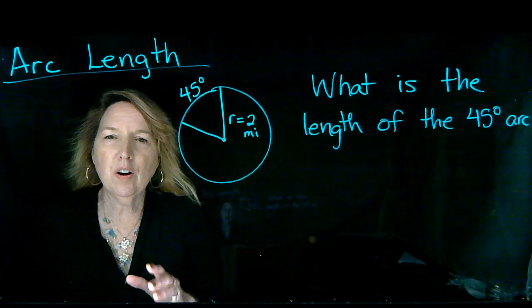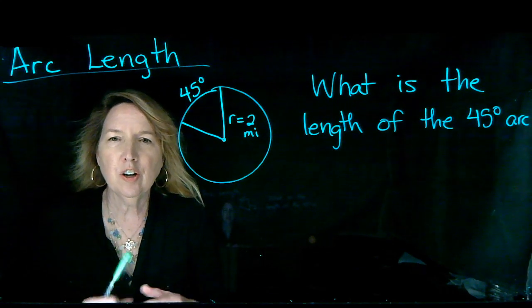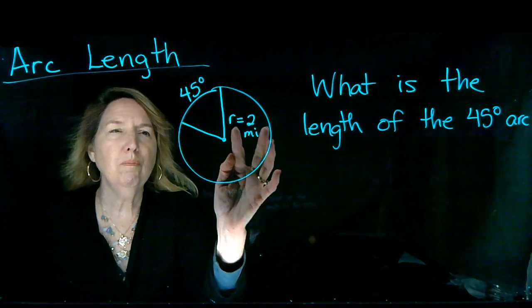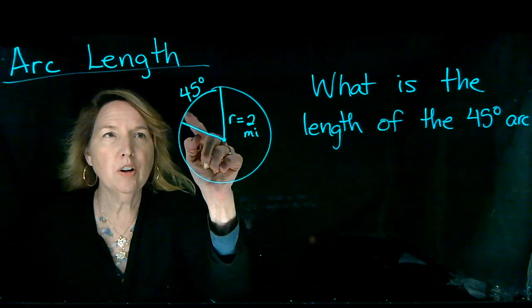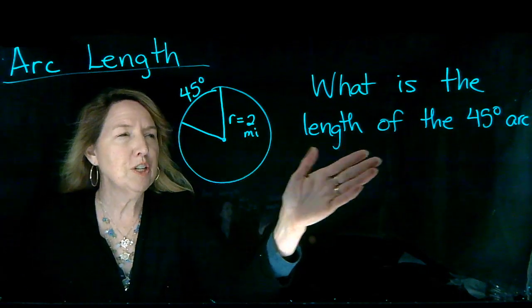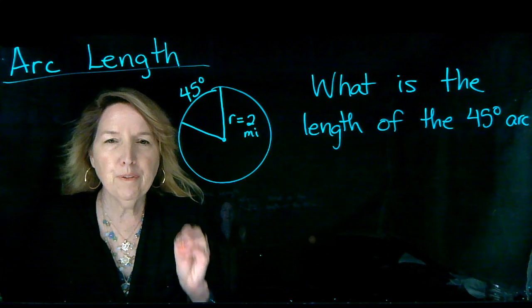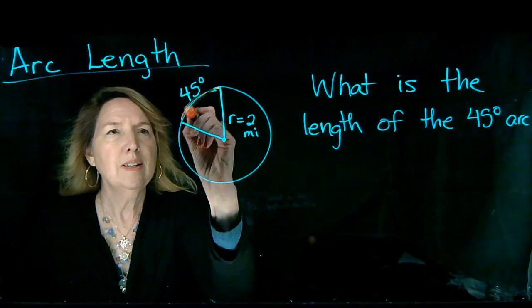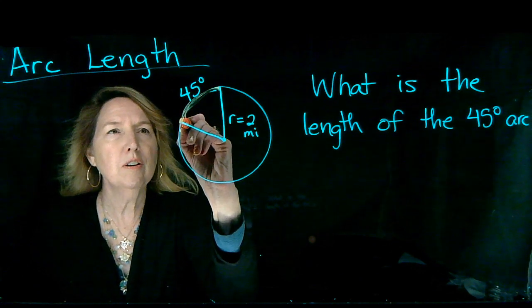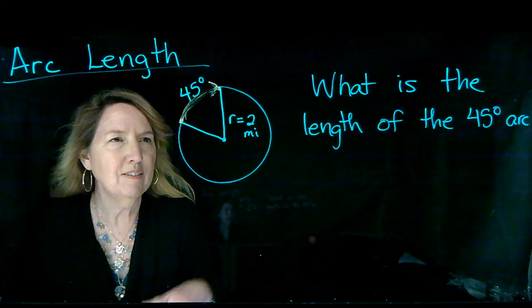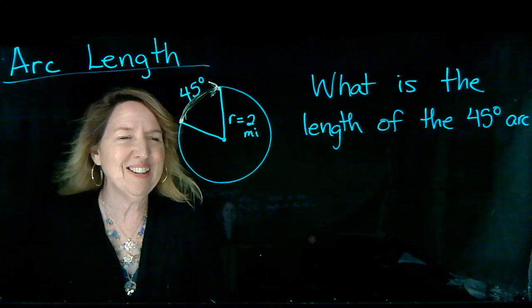Right, we're looking at arc length and measure in a circle. So here's an example. We have a circle with a central angle and an arc measure of 45 degrees and a radius of 2 miles. But look at the question. It says, what is the length of the 45-degree arc? What they're asking for is the length from here to there. Kind of interesting that you can solve this at all, in my opinion.